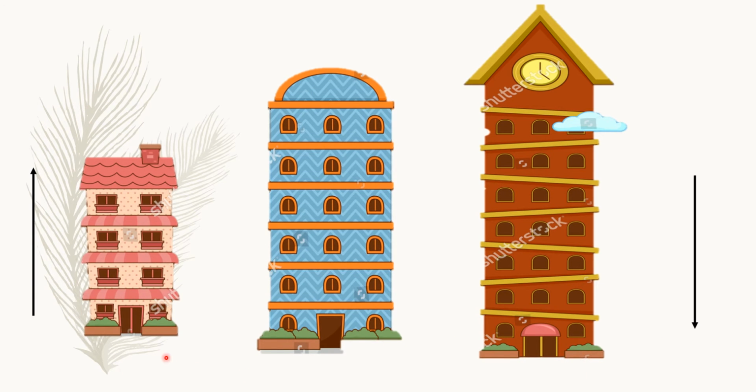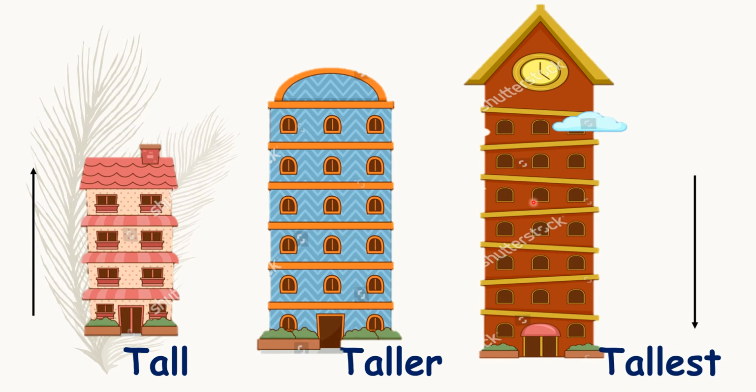For example, this building is tall. Okay, when you compare this building with the second one, this building is slightly taller, right? And what about the third building? When you compare this building with these two, this is the tallest. Okay, in tall, taller and tallest, we are going to compare the height from top to bottom and from bottom to top. Okay, tall, taller, tallest.